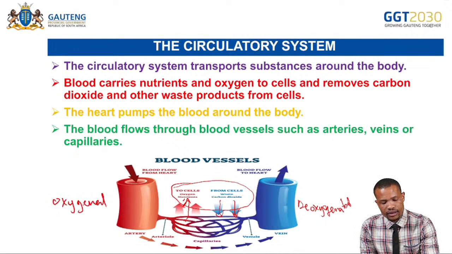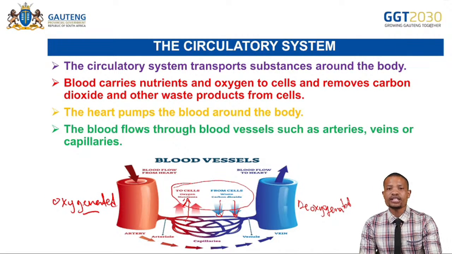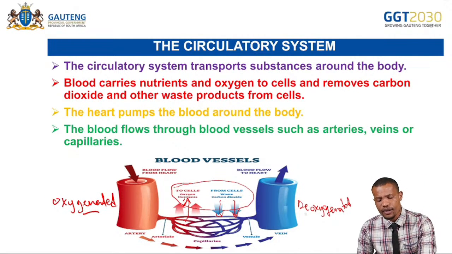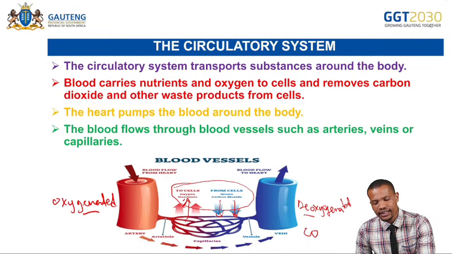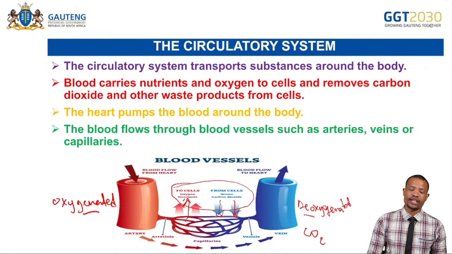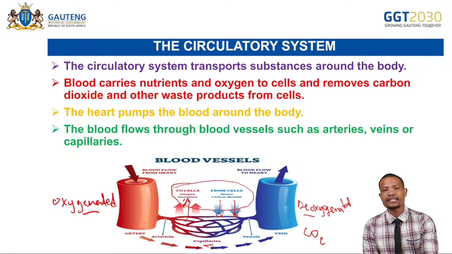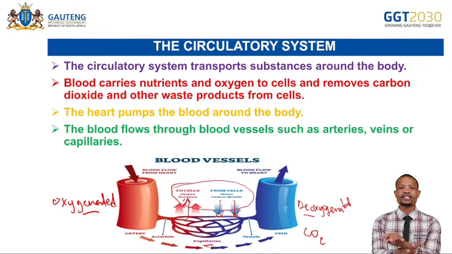Oxygenated. So there's more oxygen in the arteries except for the pulmonary artery. And there's more carbon dioxide in the veins except for the pulmonary vein. And the blood capillaries allow for the exchange of these gases and nutrients between cells and the blood vessels. And they are connected to both the veins and the arteries.